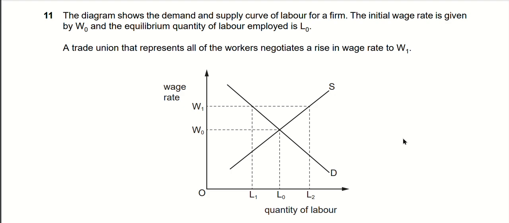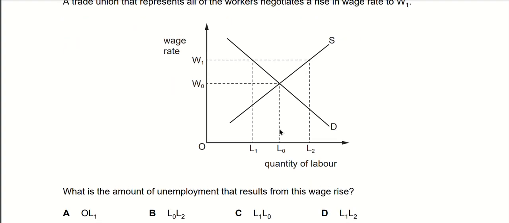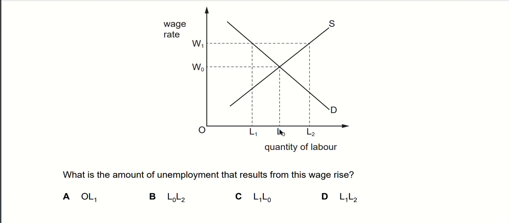Okay, number 11. The diagram shows the demand and supply curve of labor for a firm. The initial wage rate is given at W naught, and the equilibrium quantity of labor employed is L naught. That will meet right there. A trade union that represents all of the workers negotiates a rise in wage rate to W1. That will be from W naught to W1. What is the amount of unemployment that results from this wage? Okay, you're just going to need to find one where the quantity of labor decreases, and the answer will be D.